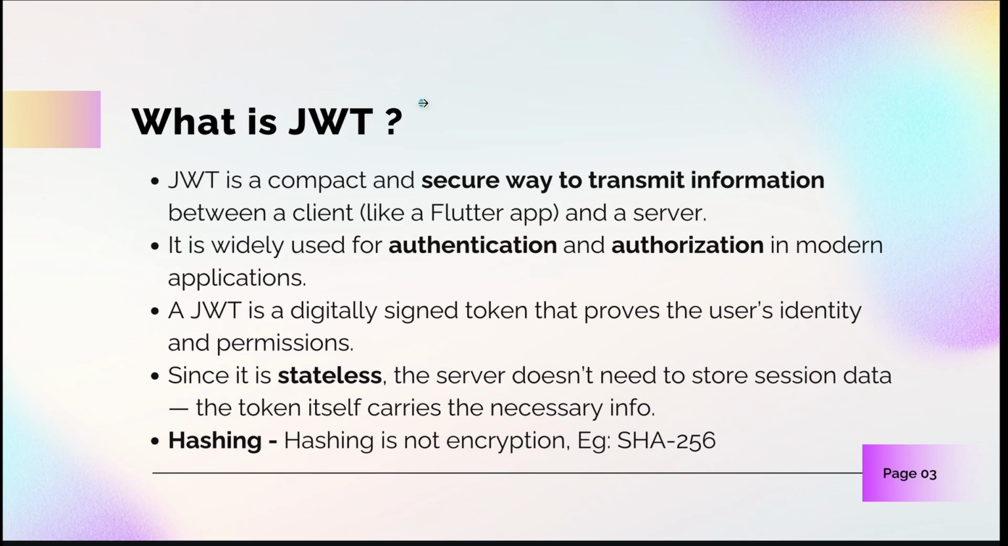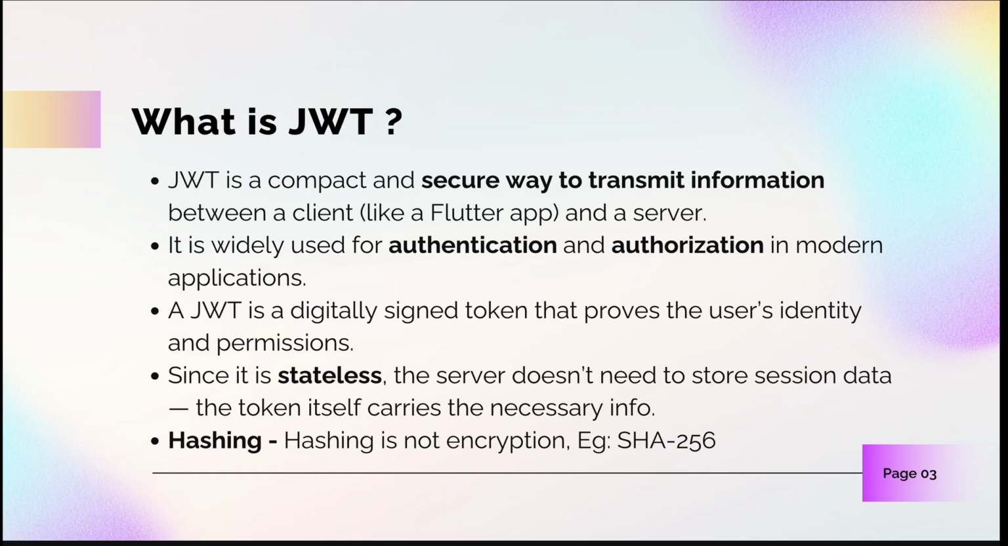So let us understand what JWT is. The full form of JWT is JSON Web Token. JWT is a compact and secure way through which we can transmit information between the client and the server. It is widely used for authentication and authorization, which I will explain more in the next slide.